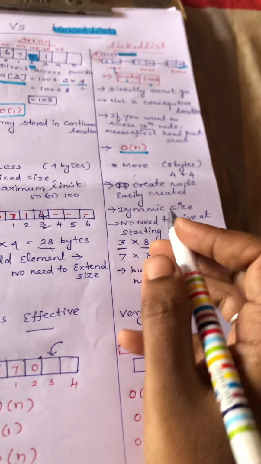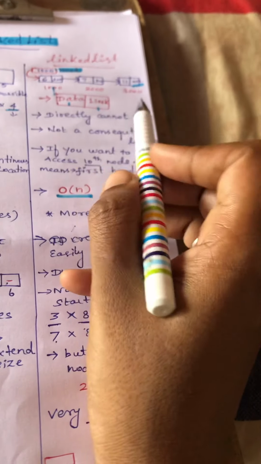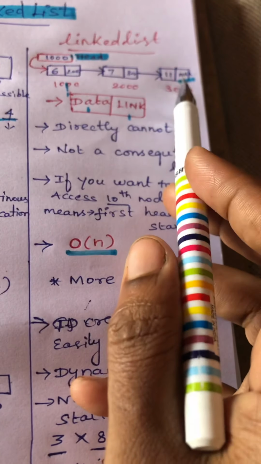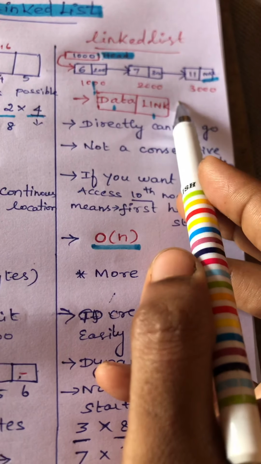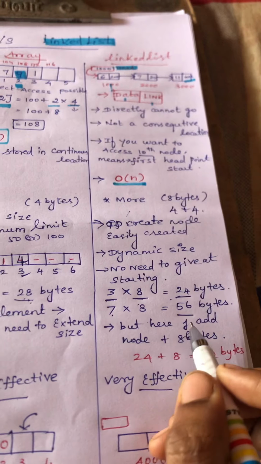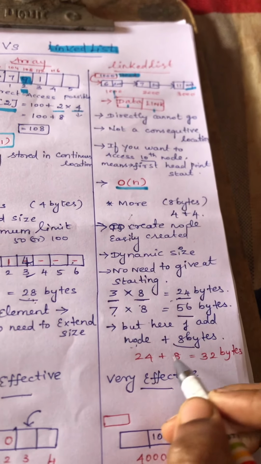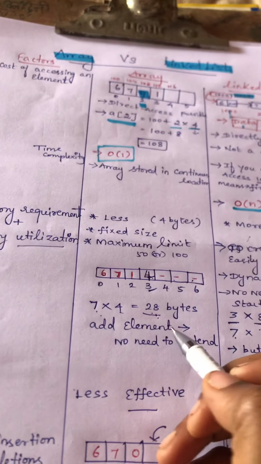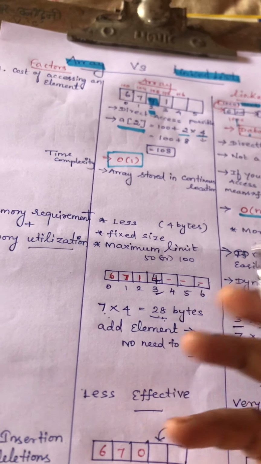If I want to add one more node, I can easily add it at the end, pointing to the null pointer. If I remove the null pointer and add one more node, then the size increases by 8 bytes. Just to add one node means just adding 8 bytes, so the size is 32 bytes. But in the array, there is no need to extend the size because I already allocated the memory space. So I can easily add it.